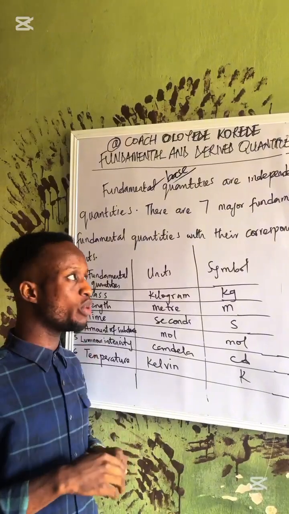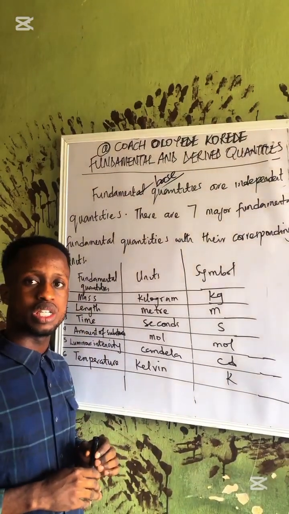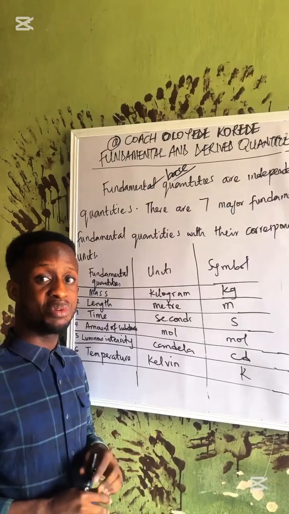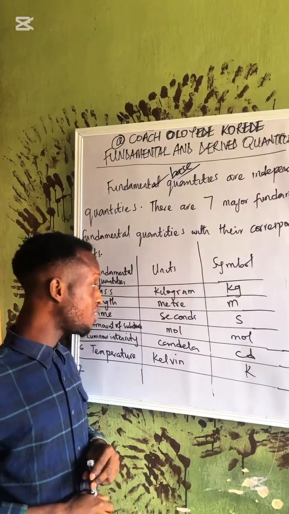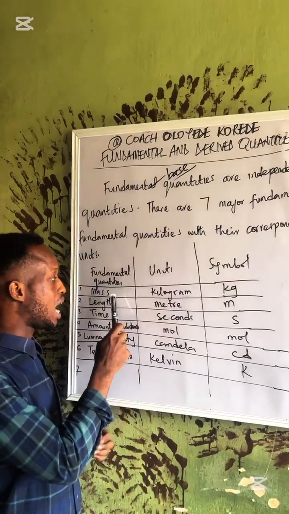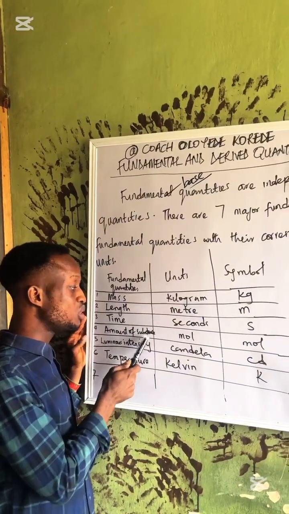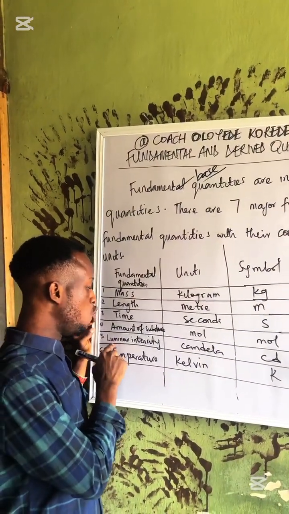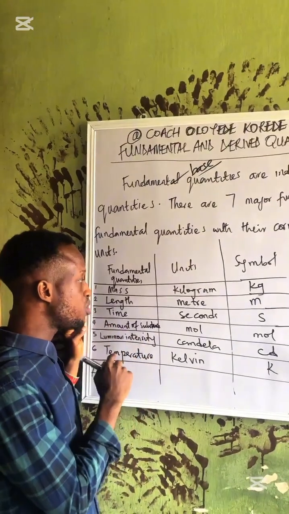Now, I wrote on the board that we have several major fundamental quantities that you are expected to know, and you had better know them by heart. They are actually very, very simple. We go with an acronym to know them. We have mass, length, time, amount of substance, also called mole. Remember mole in chemistry? Luminous intensity, and temperature, with their corresponding units.